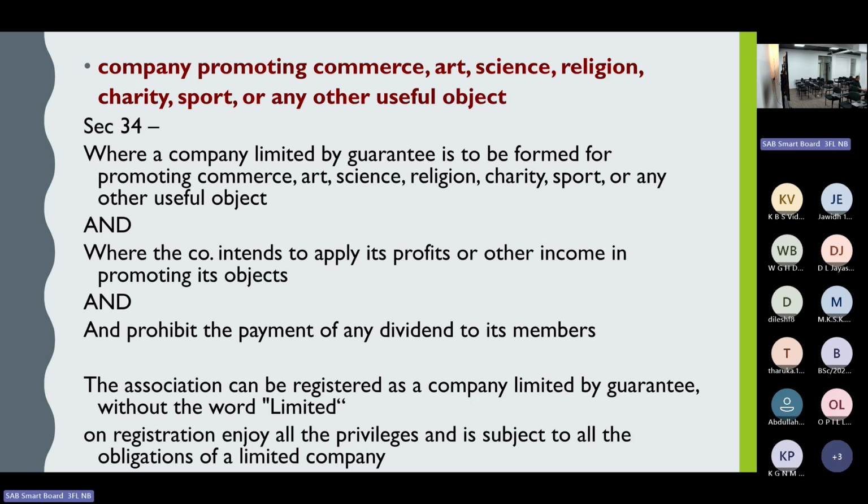If it is an association not for profit, the requirement is that there must be an object clause. That object must be a useful object. But a guarantee company can have any object. Here it says useful objects like to promote art, science, education, sports, trade, commerce. And also it has to have a clause that the company intends to apply its profit or other income in promoting. This is also important because many people believe that they cannot make profit.